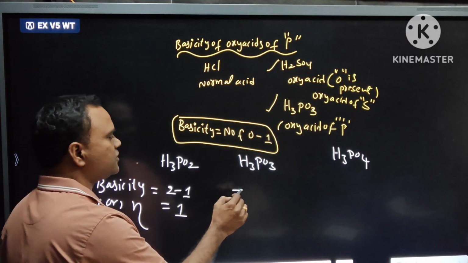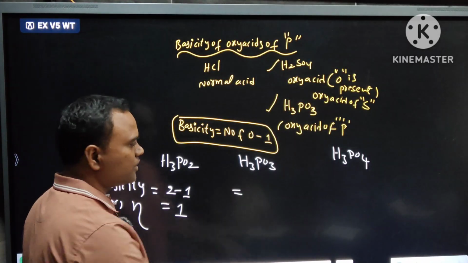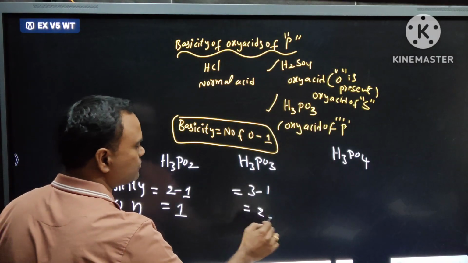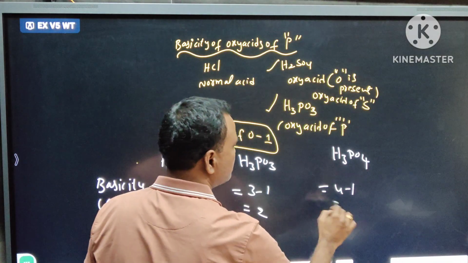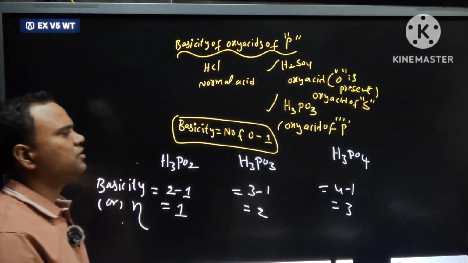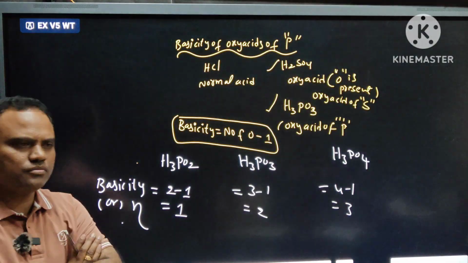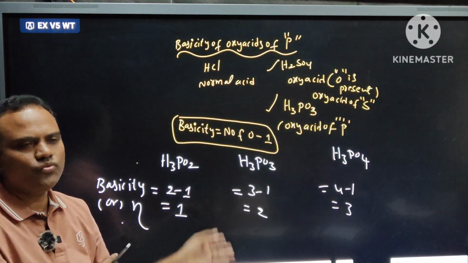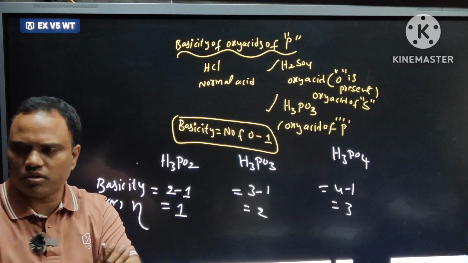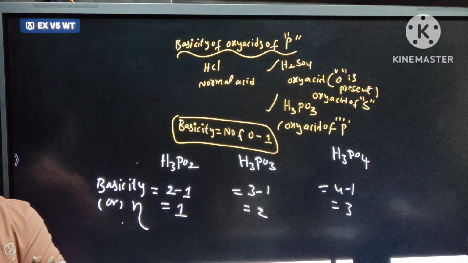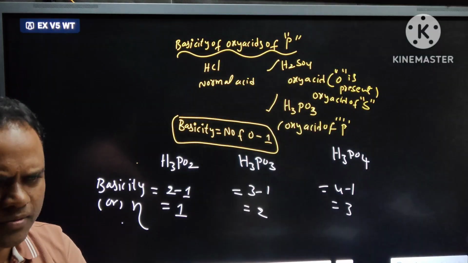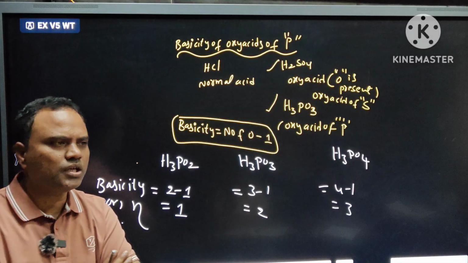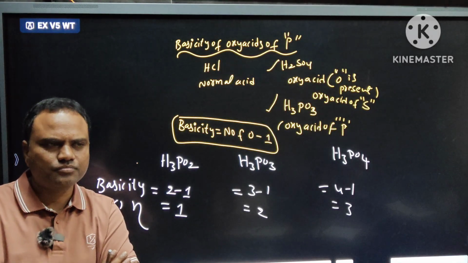For the second one, the number of oxygens is 3 minus 1. So basicity is 2. Here 4 minus 1 is the basicity. Here the number of hydrogens is equal to basicity. For the last one, okay, you can take directly. But for these two, follow the formula. For the last one also, we should follow the formula only. Clear? Only one exceptional case. In case of oxyacids of phosphorus, use this formula to find basicity.